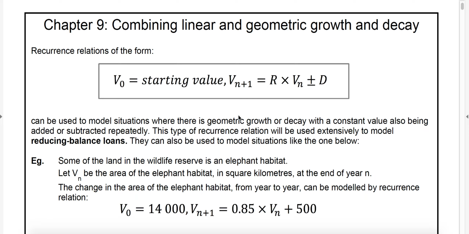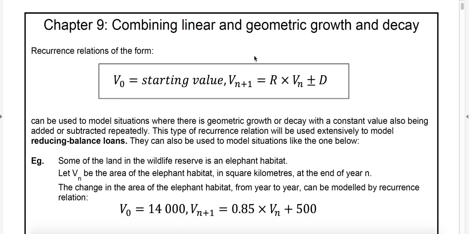Moving into chapter 9 now, what you'll see is we start to combine linear and geometric growth together so that we can model something called a reducing balance loan, which is a little bit different to what we've been studying so far, a little bit more complex. But we'll break it up into a few little bits just to make it a little easier. To start off with, all we're going to do is look at combining the linear and the geometric growth together in a recurrence relation.